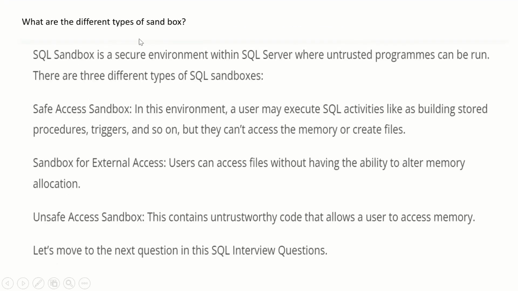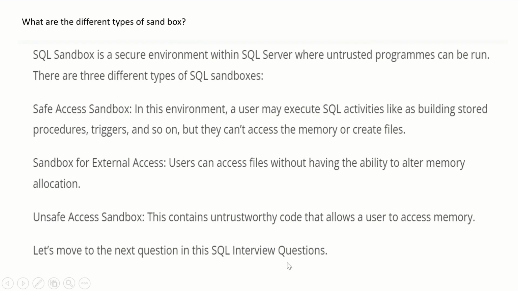So what are the different types of sandbox? SQL Sandbox is a secure environment within SQL Server where untrusted programs can be run. There are three different types of SQL sandboxes. Safe access sandbox: in this environment, a user may execute SQL activities such as building stored procedures, triggers, and so on, but they can't access memory or create files. Sandbox for external access: users can access files without having the ability to alter memory allocation. Unsafe access sandbox: this contains untrustworthy code that allows a user to access memory.